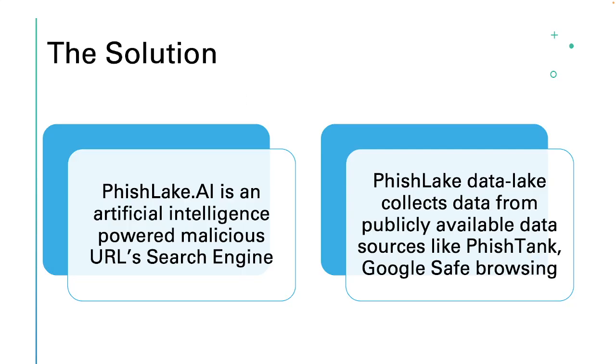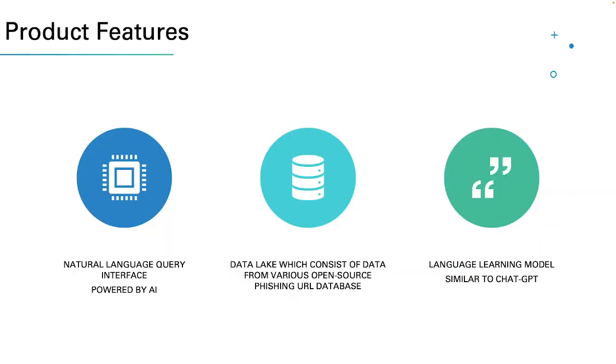The solution. PhishLake.ai is an AI-powered malicious URL search engine. The PhishLake data lake model collects data from all the publicly available sources like PhishTank and Google Safe Browsing and collects them in one lake, which is encased in our database.